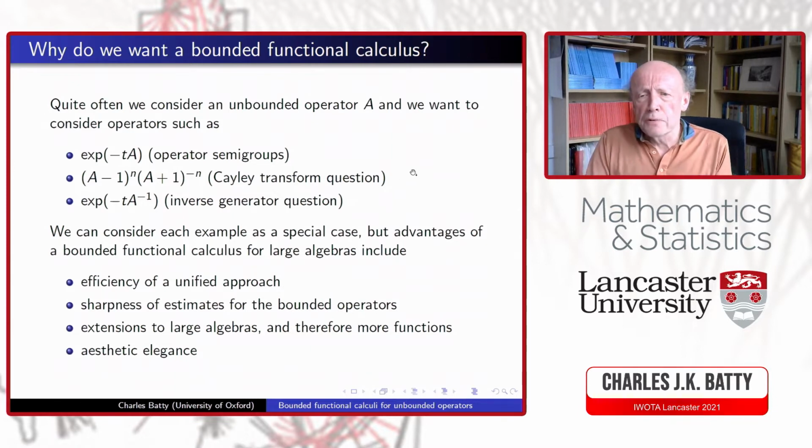Other examples that will be relevant to this talk are (A minus identity) to the power n times (A plus identity) to the minus n, for something called the Cayley transform. And the third one is the exponential of minus t A inverse, which of course is closely related to the first one, but this comes up for a specific reason.